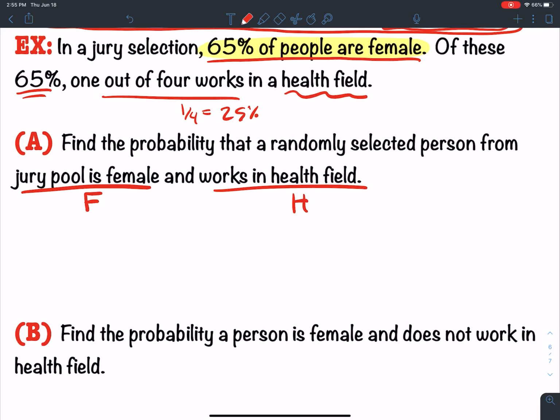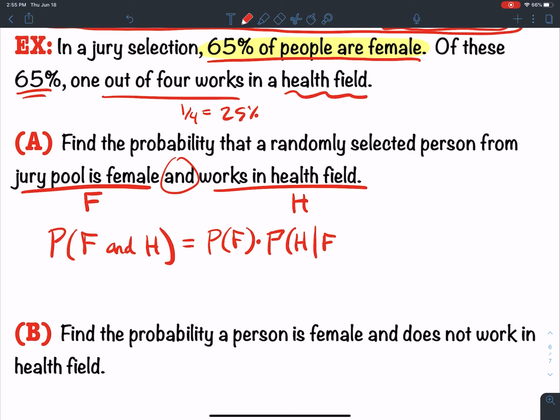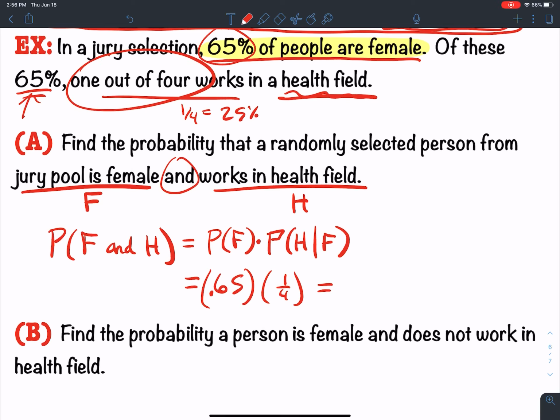Okay? So find the probability that we're female and work in the health field, this is equal to the probability that you're female times the probability that you're working in the health field given you're female. This is equal to, what's the probability you're female? It's 65%. What's the probability that you work in the health field given that you're female? It's 1 out of 4. Multiply this together, it's roughly 0.163.